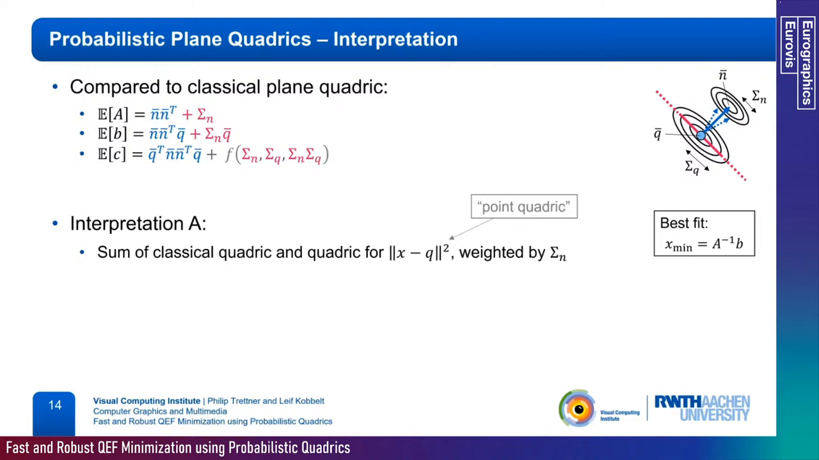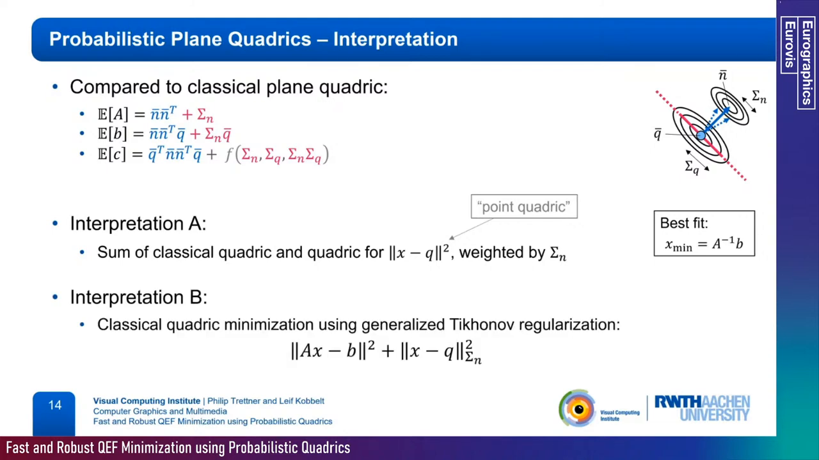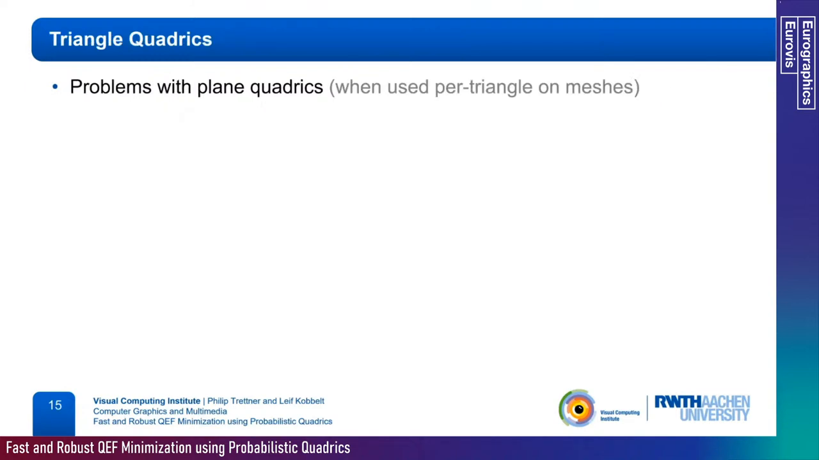There is a second interpretation that is useful and also sheds some light on the stability of our method, which is more related to the minimization process itself. You can say that the probabilistic quadric is a minimization of the classical quadric using generalized Tikhonov regularization. So instead of only minimizing Ax minus b squared, we are also adding this regularization term. And this motivates why our method is more robust than the classical minimization. Plane quadrics are not the only type of quadric we've considered in our work.